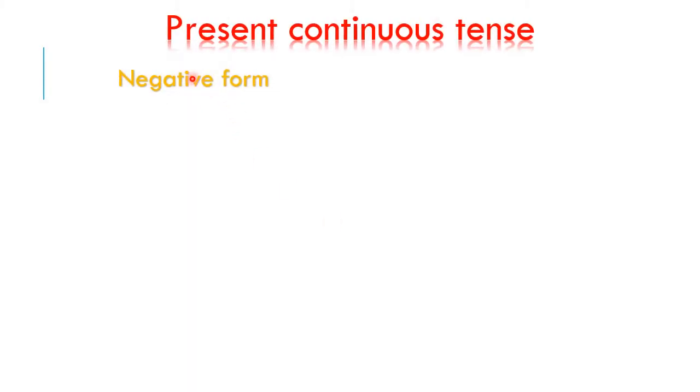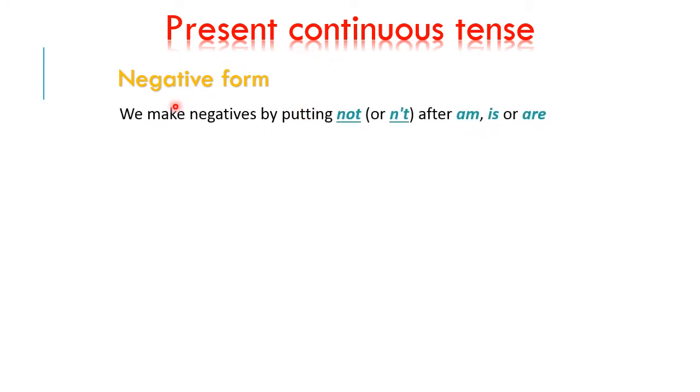Now let's move to the negative form. How do we make negatives in the present continuous tense? We make negatives by putting not or the contraction after am, is or are, after the verb to be. So if I give you an example here, I am studying English now. How do I change it into negative? All I have to do is add not after the verb to be.